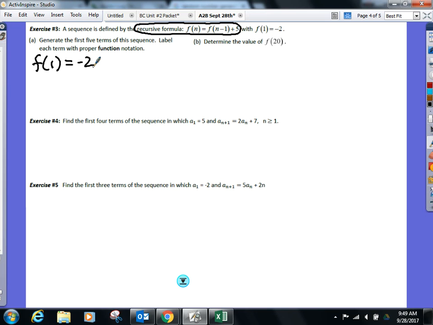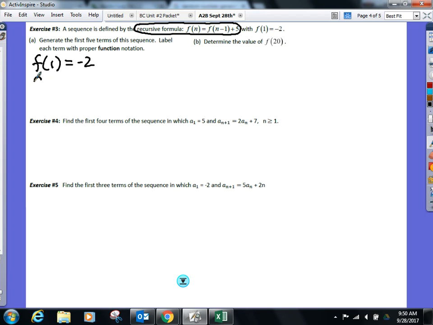Now I go to the formula. Let me see if I can read the formula correctly. Define any term, take the, what's this notation for? Previous term, and do what? Okay, you understand that, you got the problem now. It's add 5. To find any term, take the previous and add 5.